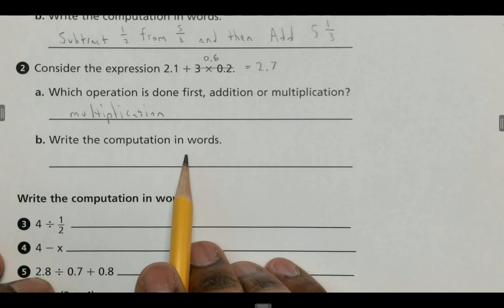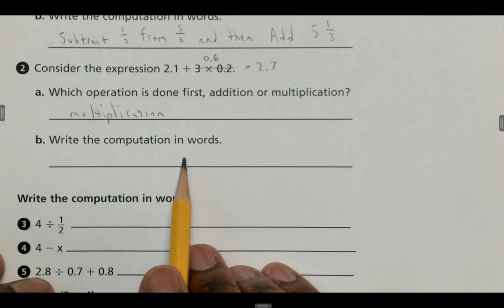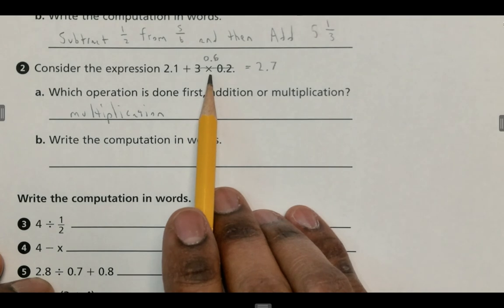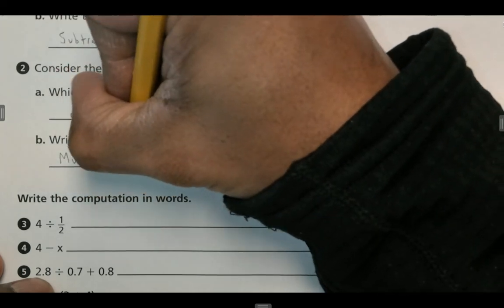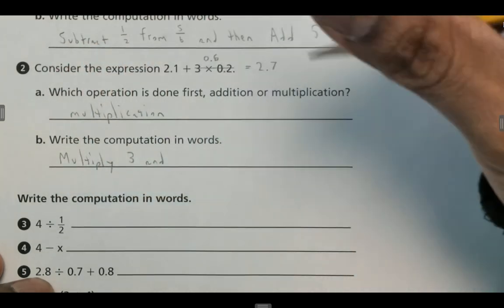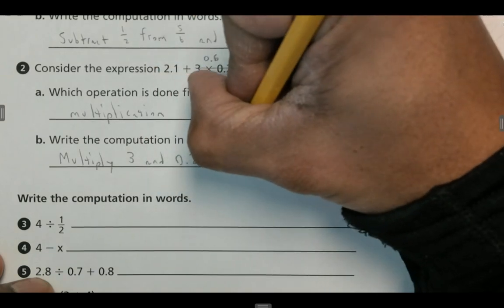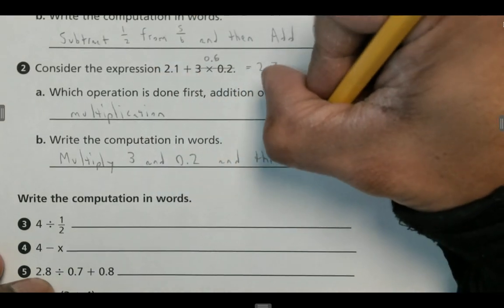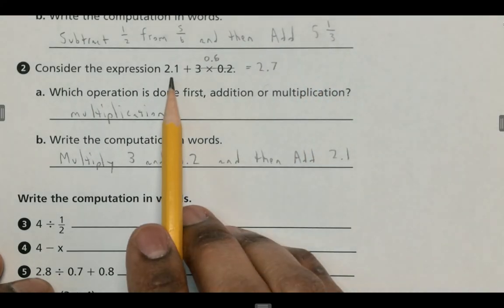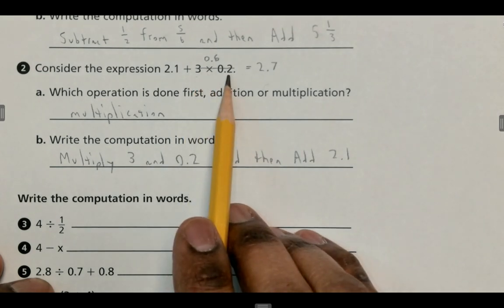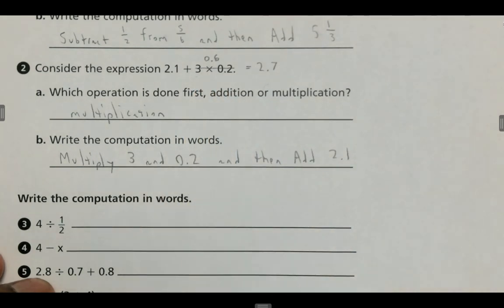Write the computation in words. Okay. Again, different ways to do it depending on our preference. I'm going to try to write it in the same sequence as if we were solving it. We know we're doing the multiplication first, so I'm going to say multiply 3 and 2/10, and then add 2 1/10. Now you could say add 2 1/10 to the product of 3 and 2/10 if you wanted to use that vocabulary, but I'm going with this way.